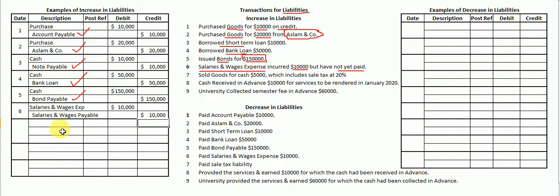In some books a salaries and wages control account is also used, but simply the expense increased $10,000 and you have not yet paid, so that is why the liability increased.